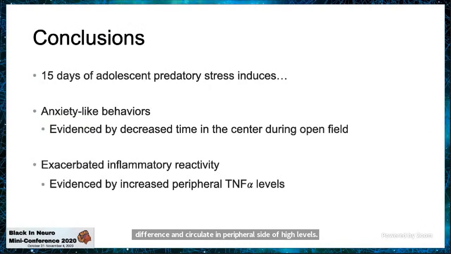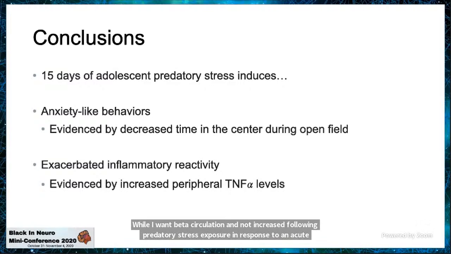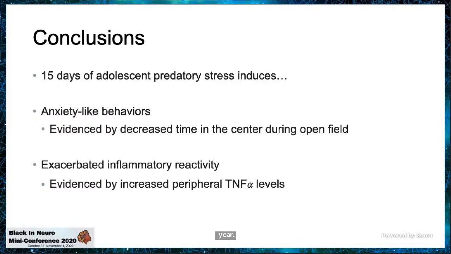The data presented here demonstrate that regardless of sex, chronic adolescent predatory stress induces anxiety-like behaviors as evidenced by a decreased time within the center of the open field and exacerbated peripheral inflammatory reactivity as shown by increased peripheral TNF-alpha levels. Exposure to this chronic stress during the developmental time of adolescence leads to immediate consequences, including behavioral deficits and inflammation.